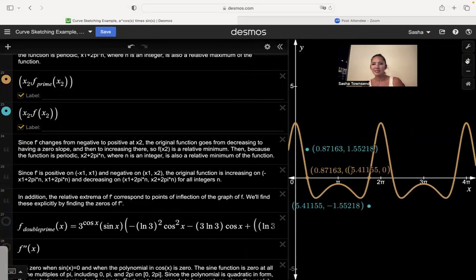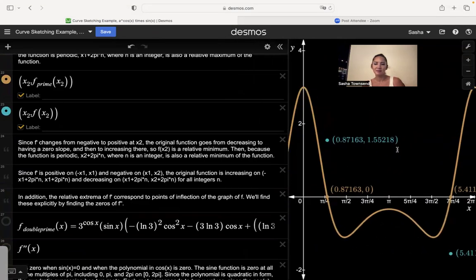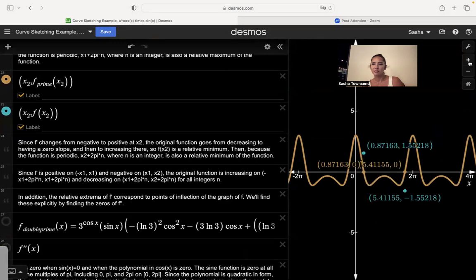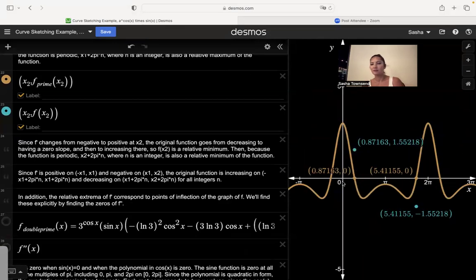You can also see some of the values. You can see that we've got a maximum at 0, a maximum at pi, a maximum at 2 pi, and then there are a couple of values in between, and it's not as easy to read those, where we've got 2 relative minima. And those are going to correspond to points where the second derivative changes sign. So, or x values where the second derivative changes sign. So those are going to be our points of inflection.